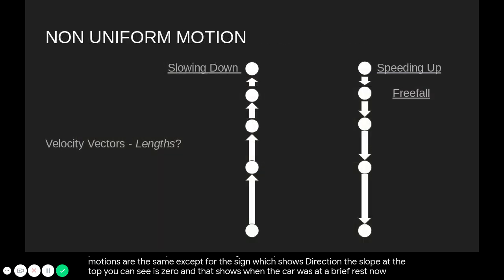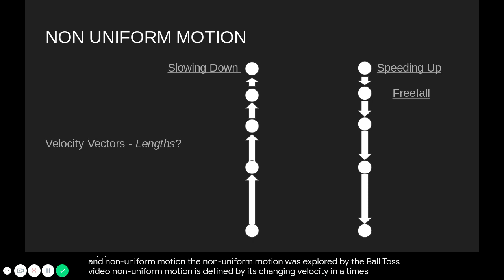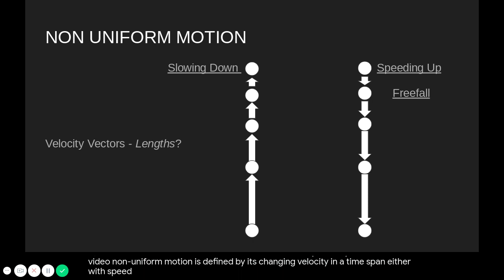Now on to non-uniform motion. The non-uniform motion was explored by the ball toss video. If we remember, non-uniform motion is defined by its changing velocity in a time span, either with speed changes or directional changes. Both.